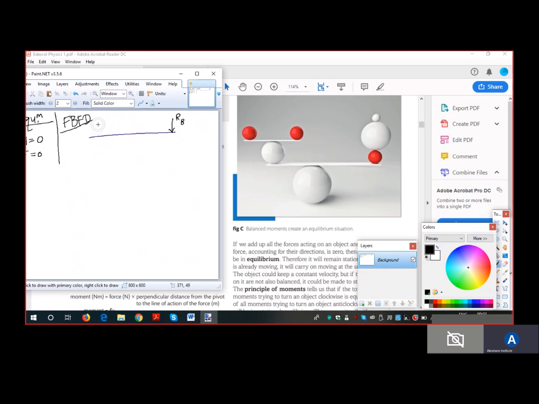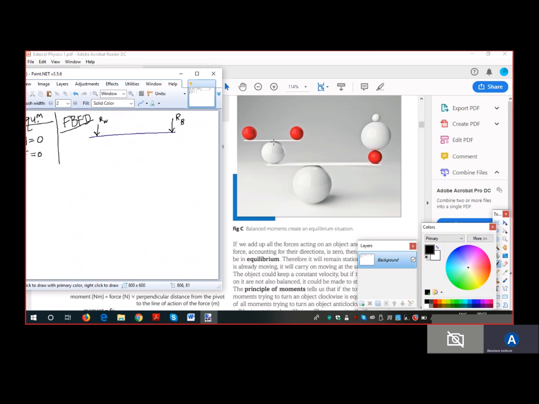Then over here we have another force, which is the reaction force exerted by the white ball on the plank. The reaction force is also called the normal contact force. There are several names for the reaction force: the reaction force, the contact force, the normal contact force, the normal reaction force. Why we use the word normal is because normal means 90 degrees. So the reaction force or contact force always acts at 90 degrees from the surface it is exerted from.